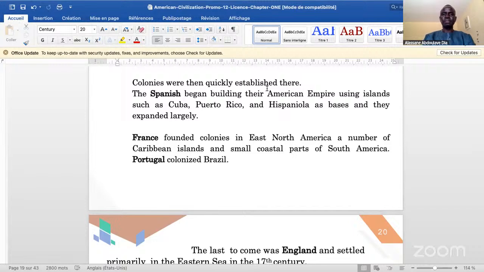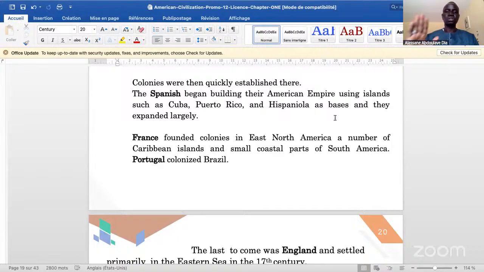First, who arrived? The Spanish began building their American empire using islands such as Cuba, Puerto Rico, and Hispaniola as bases, and they expanded largely. You see, when the Spanish moved to America, here it is a whole continent. They went to Puerto Rico, to Cuba, and Hispaniola.